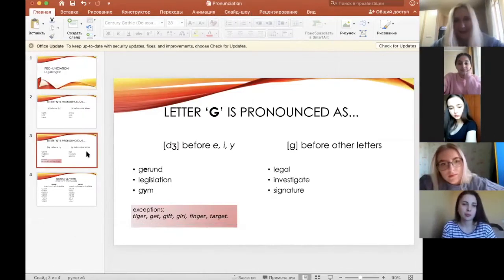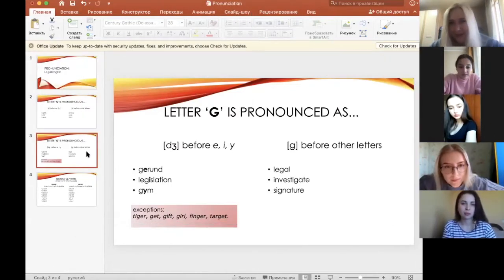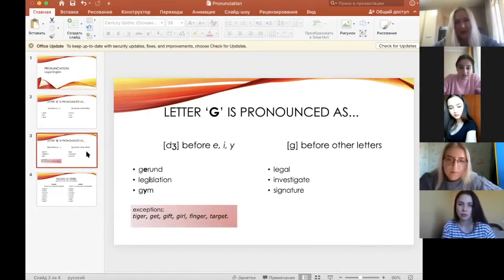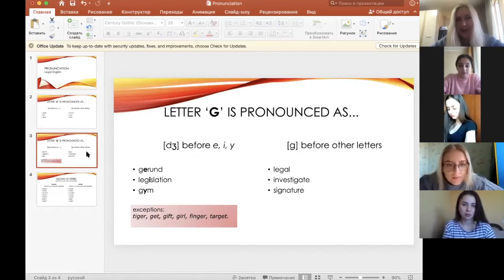So, the next rule is about the letter G. And the situation is really similar because we pronounce this letter as soft G before E, I, Y and as hard G before other letters. But the trick is that there are some exceptions. For example, tiger, get, gift, girl, finger, target. So all these words are exceptions, okay?